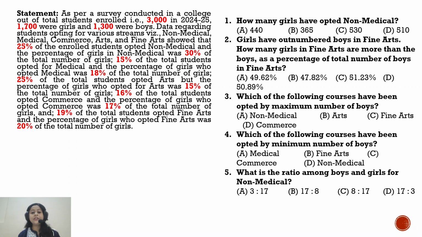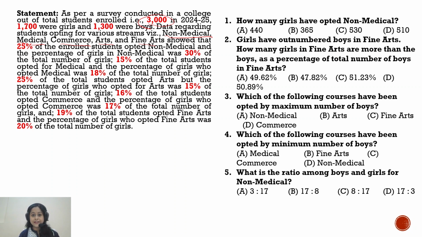So first numerical information which we are getting is in absolute value, where total number of students enrolled in a particular year was 3,000, right? So it is mentioned that it is 3,000, out of which 1,700 were girls and 1,300 were boys. Now, data regarding students opting for various streams. And what are the streams? There are 5 streams mentioned here: non medical, medical, commerce, arts, and fine arts. Okay, so students are enrolled in these 5 streams, right?